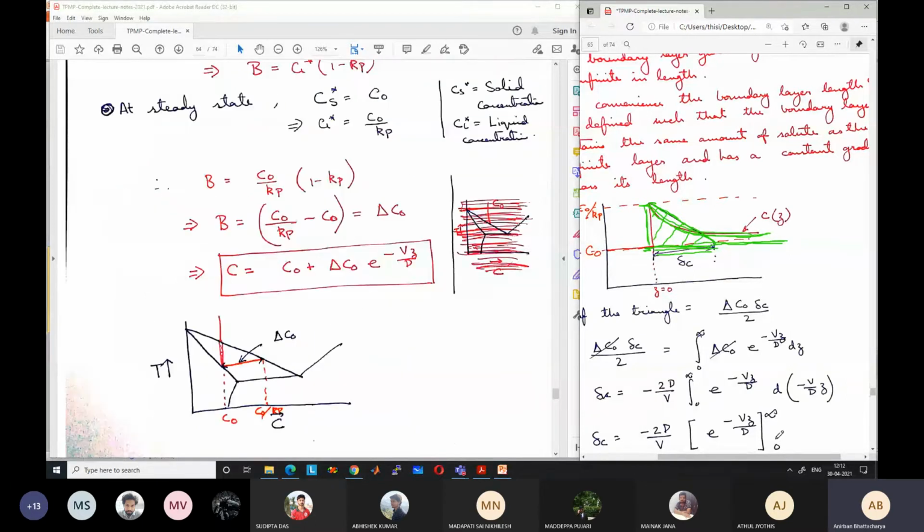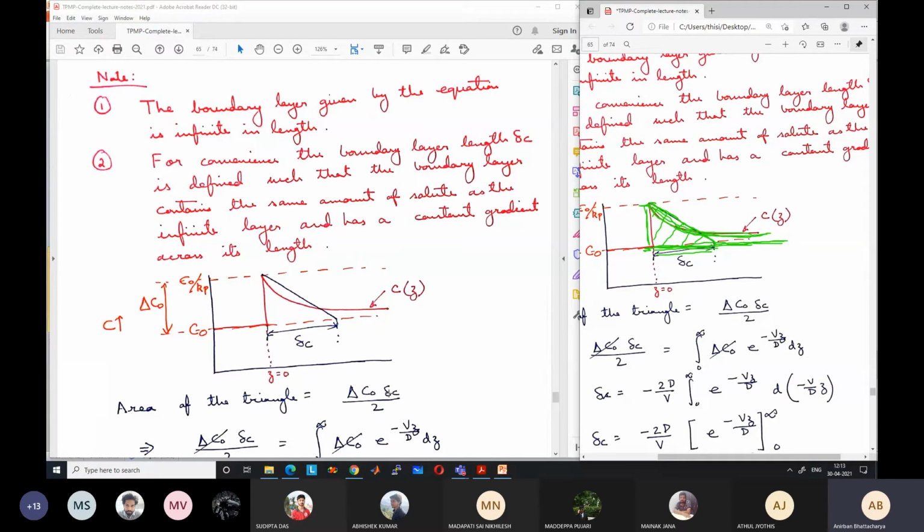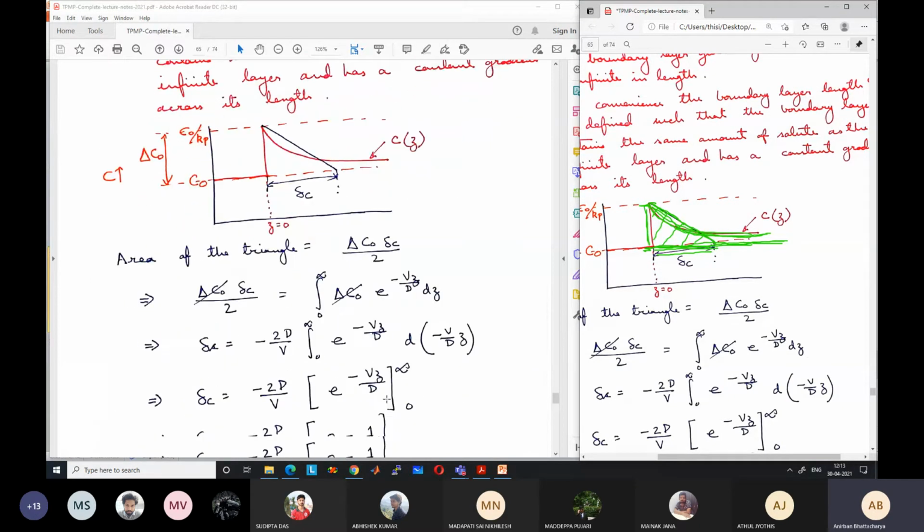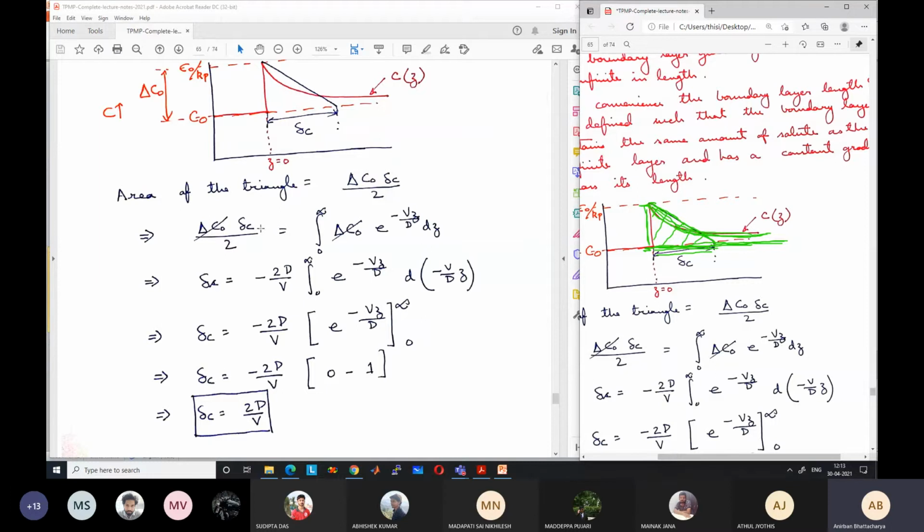Let me go back to this equation. C0 plus delta C0 e to the power minus Vz by d is the equation of this curve. If I subtract C0, I get the area between this line and this line, so the area of the boundary layer, with the equation delta C0 e to the power minus Vz by d. We integrate it from 0 to infinity. So the area of the triangle, delta C0 delta c by 2, is equal to the integral from 0 to infinity of delta C0 e to the power minus Vz by d dz.